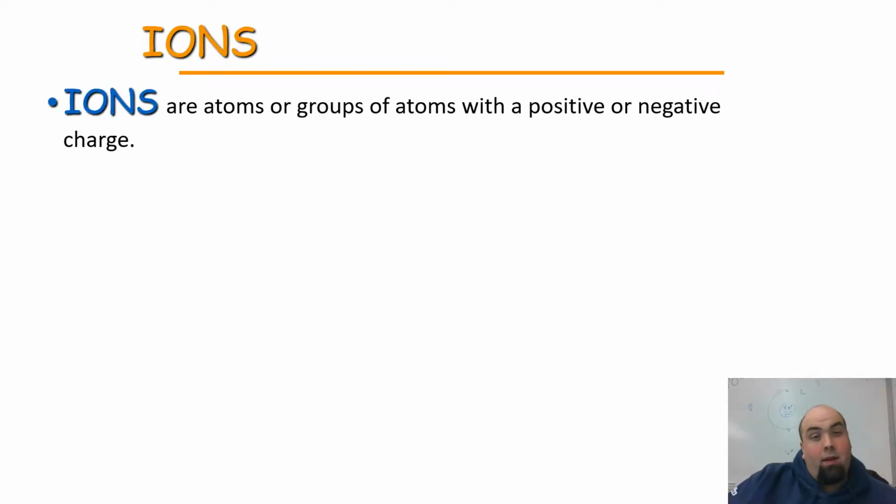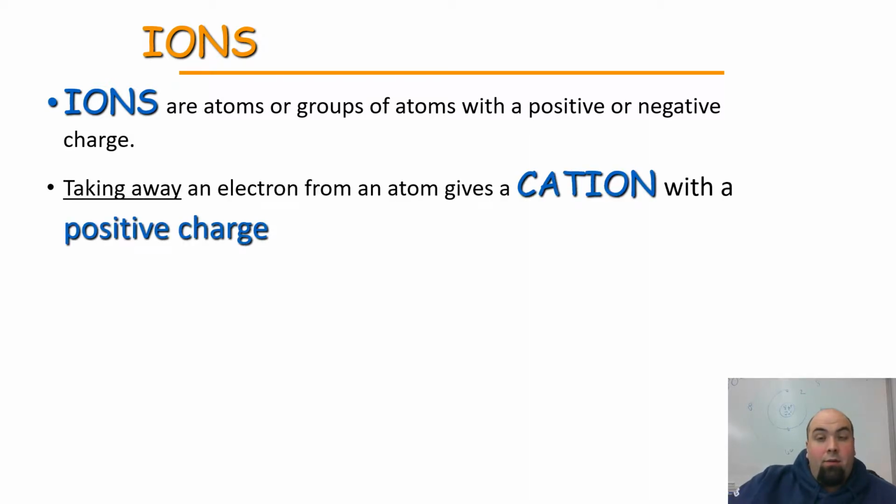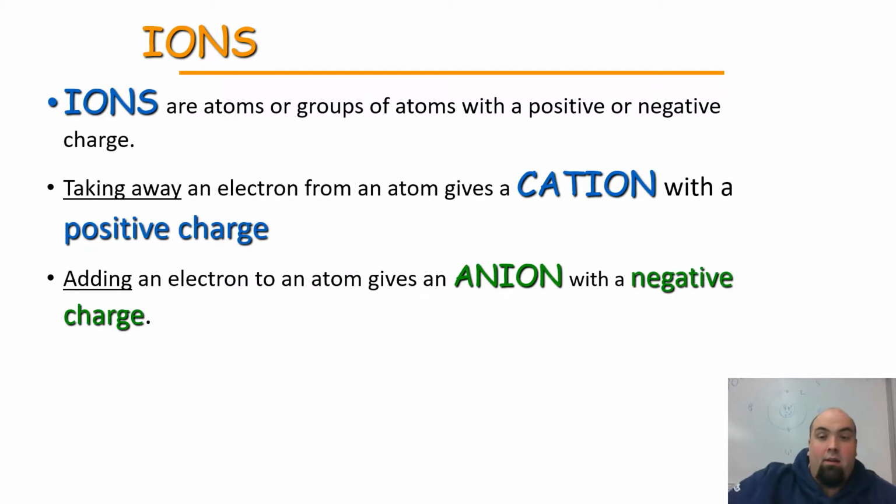So first off, ions are atoms or groups of atoms with positive or negative charges. We'll talk later about what groups of atoms means, but basically these are atoms, unlike other ones we've looked at, where the number of protons and electrons are the same. Now we have a difference in the two, and that gives them either a positive or negative charge. So the first one is the formation of cations and anions.